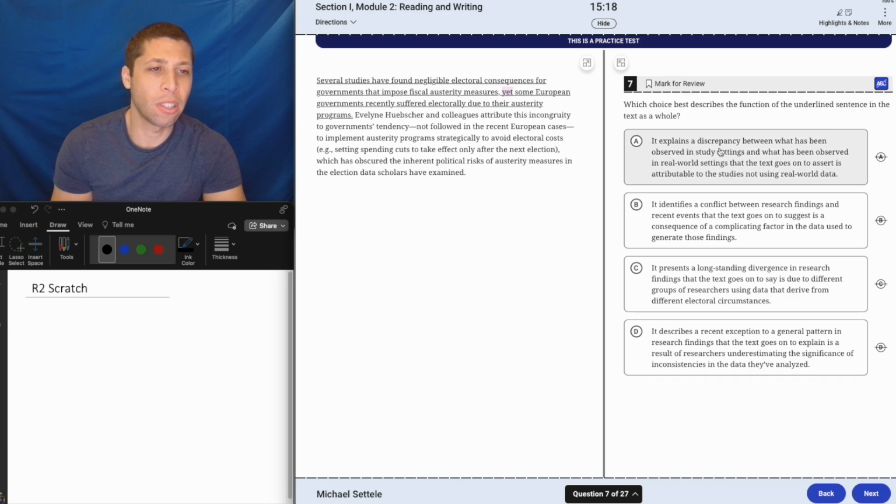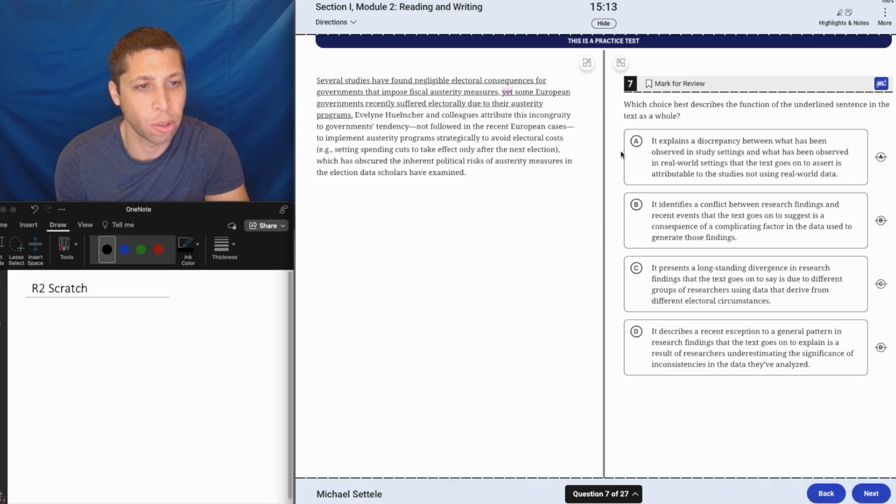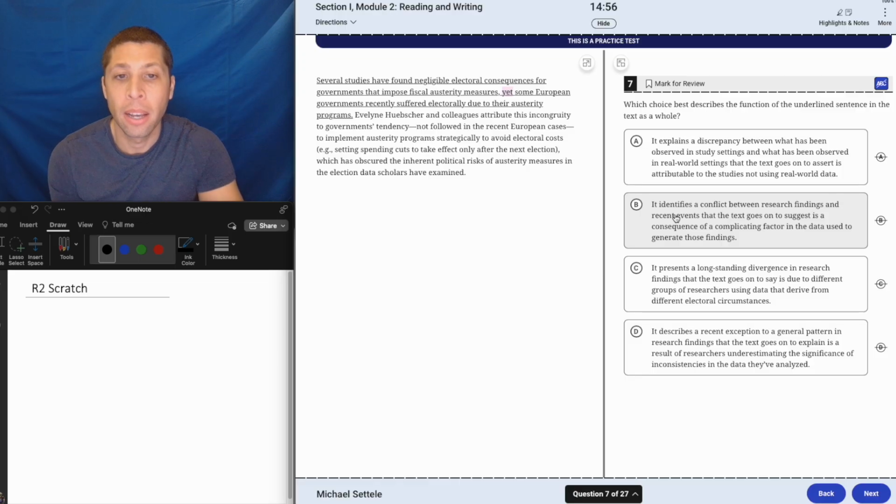It explains a discrepancy between what has been observed in study settings and what has been observed in real-world settings that the text goes on to assert is attributable to the studies not using real world data. Well, they are using data. They're just using it incorrectly. So I don't love that. It identifies a conflict between research findings and recent events that the text goes on to suggest is a consequence of a complicating factor in the data used to generate those findings. The complicating factor is the timing of these consequences.